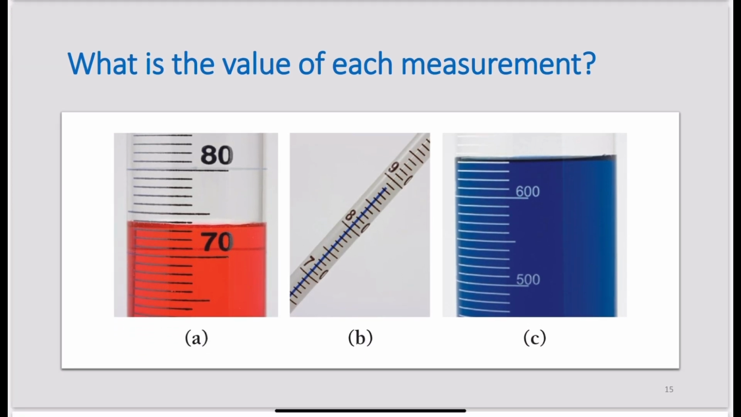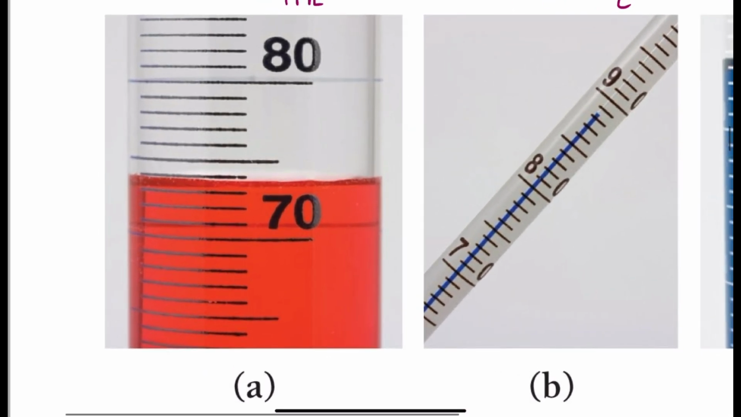So what value is each measurement here? Let's assume that this first one is milliliters, this one is degrees Celsius, and this is milliliters. When I look at this first cylinder here, I can see that I've got 70 and I've got 80. So my 70 mark is here, my 80 mark is here. I can see that it is then marked 1, 2, 3, 4, 5, 6, 7, 8, 9, and 10. That marking is to the ones position.